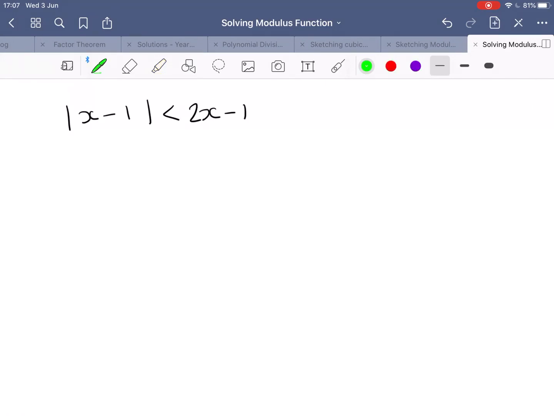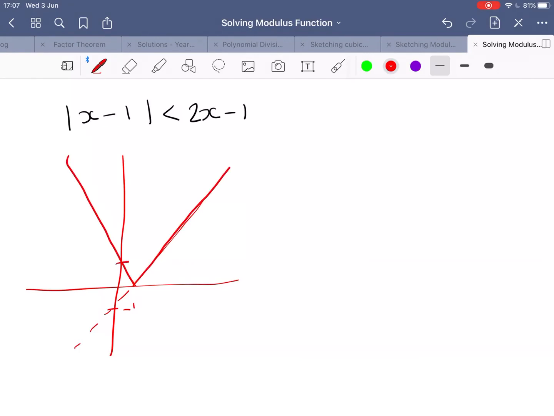Okay, now this one appears slightly different when we finish, but we start off exactly the same way. So I've got my line modulus of x minus 1. What does x minus 1 look like? It looks like that. So my modulus line looks like that, crossing at 1 and 1. Then I think about the line y equals 2x minus 1. Well, that's going to cross at minus 1. It's going to be steeper, so it's going to look like this.